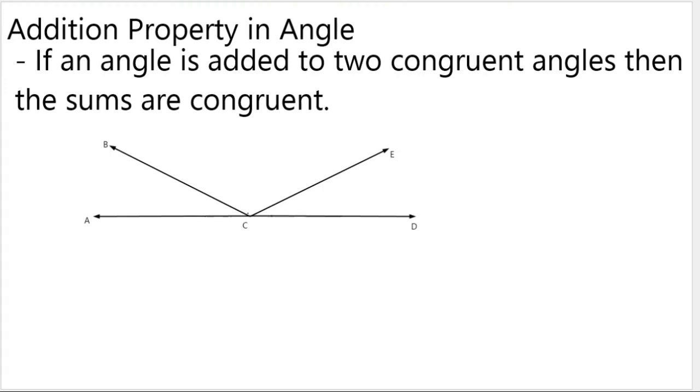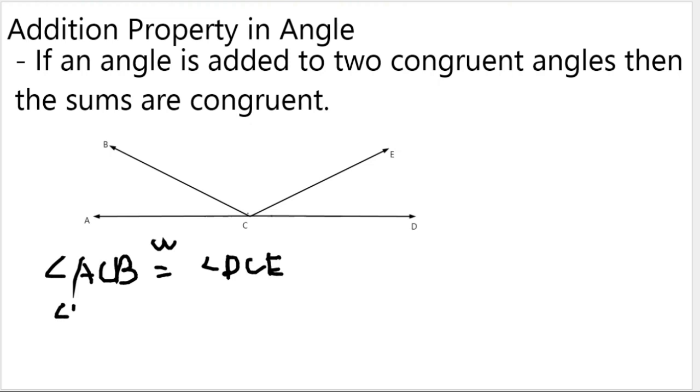Now let's talk about the addition property in angle. If an angle is added to two congruent angles, then the sums are congruent. So let's say we have this thing that we created here. So let's say angle ACB is congruent to angle BCE.